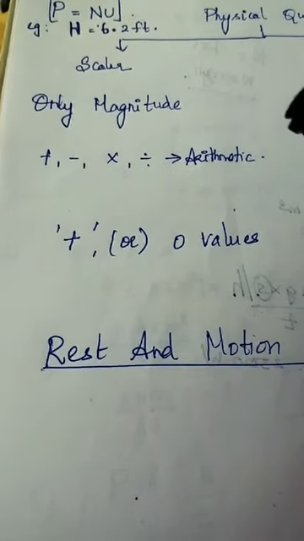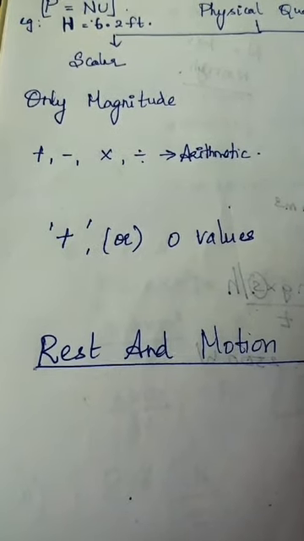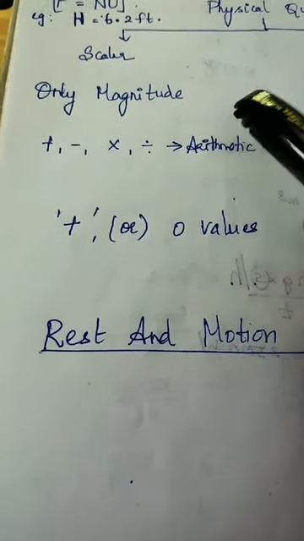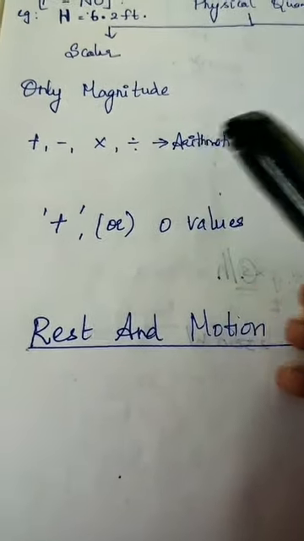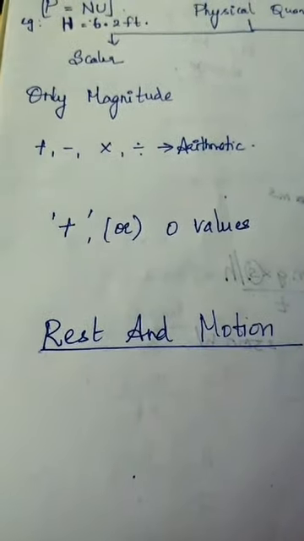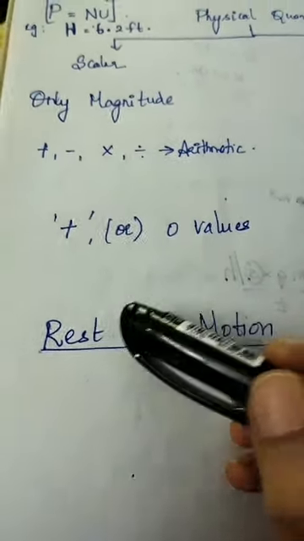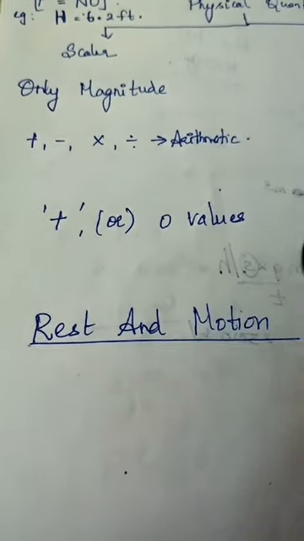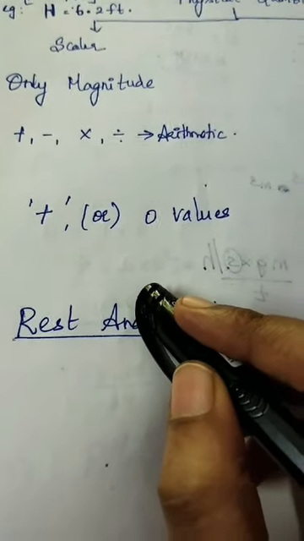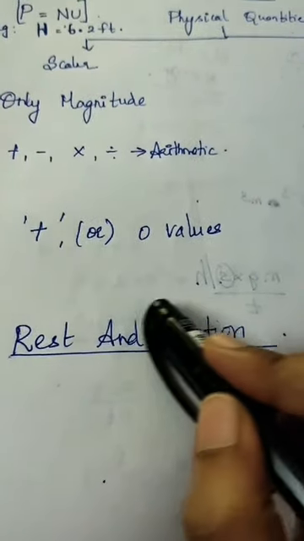Some of the examples of scalar quantities are area, volume, height, breadth, distance, speed. All these are scalar quantities. In scalar quantities, you can add, subtract, multiply and divide by just using normal arithmetic ways. It does not require any special laws. So this is about your scalar quantity. The scalar quantity values, these numerical values, can either take positive values or it can be 0, but it can never take negative values.